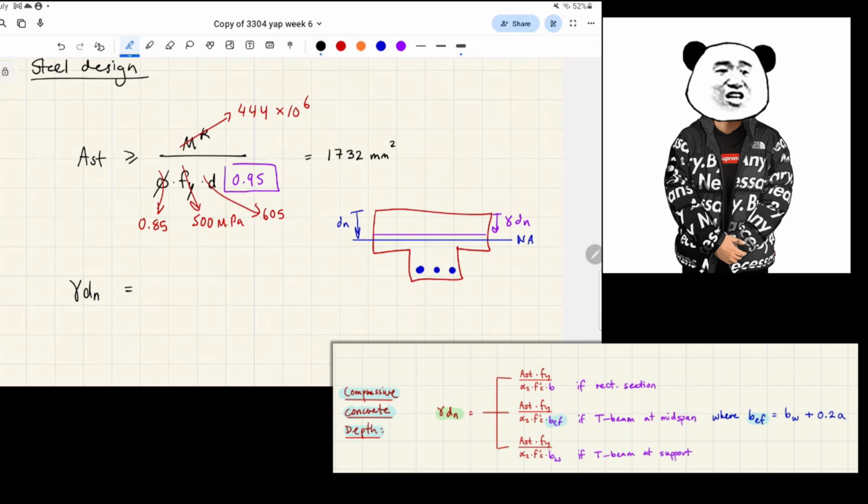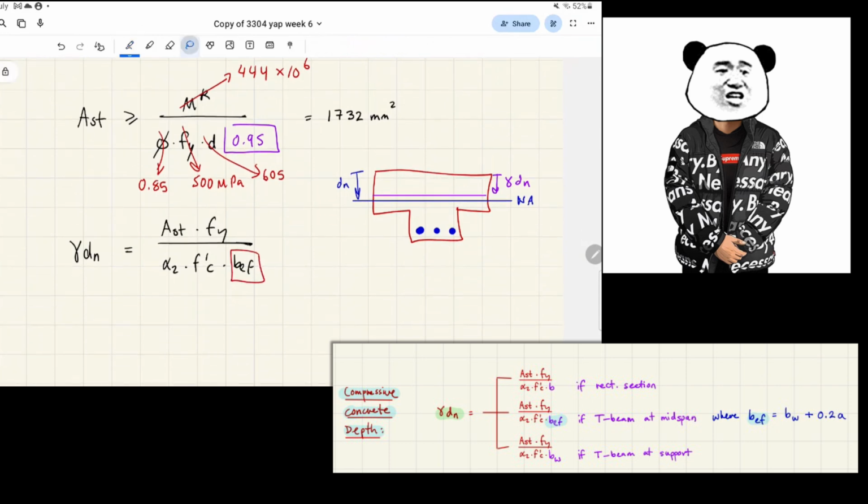Okay, so this value is going to be AST times FY, alpha 2, FC, BEF. Is anyone confused on where any of these numbers might come from? I'm going to explain BEF in a second because I feel like it's the only one we haven't really talked about.